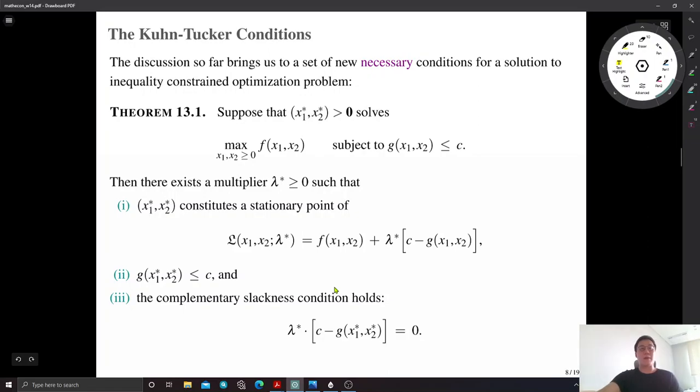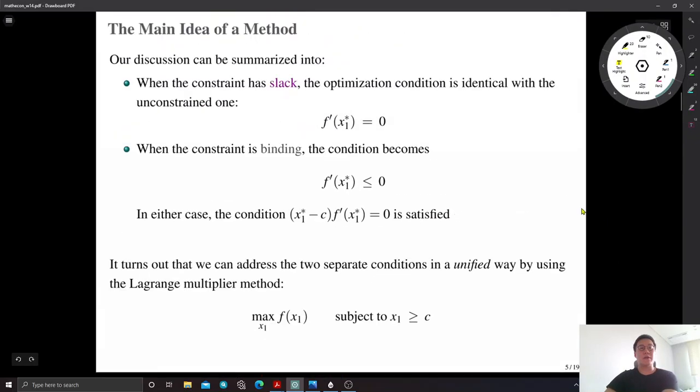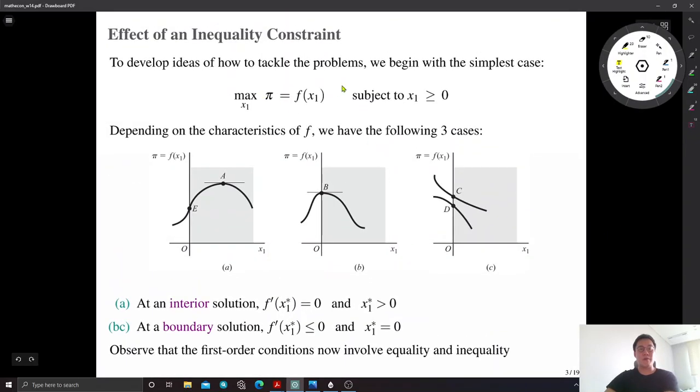Let me first elaborate on where this comes from, and then show several examples to illustrate how this Kuhn-Tucker condition is applied to find the solution. I'm going to show you the examples in the next video. In this video, I'm going to focus on theory. As usual, I'm going to begin with the simplest case to develop ideas.